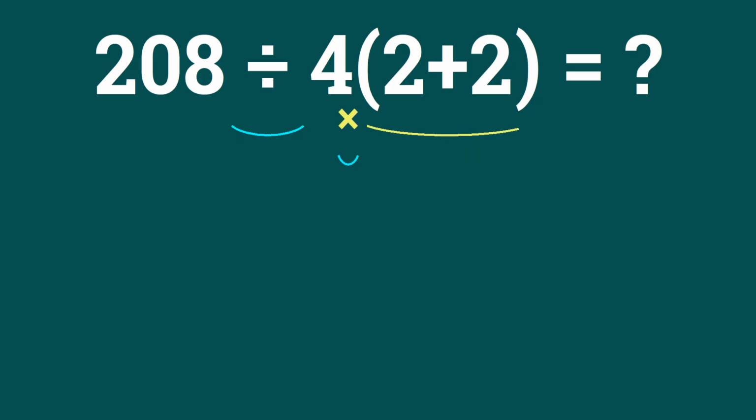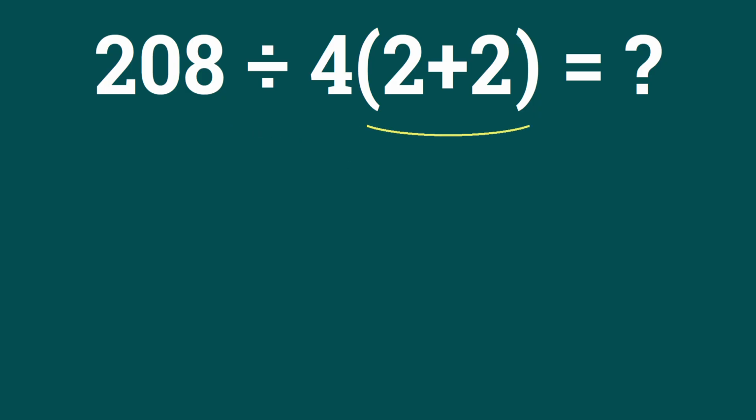Inside these parentheses, we have one addition. Here we have a multiplication because in mathematics, when a number is placed next to parentheses, it means multiplication. And we usually don't write the multiplication sign for brevity. So according to the PEMDAS, first we have to do these parentheses, then this division, and finally this multiplication. If we do this multiplication before this division, it's wrong.